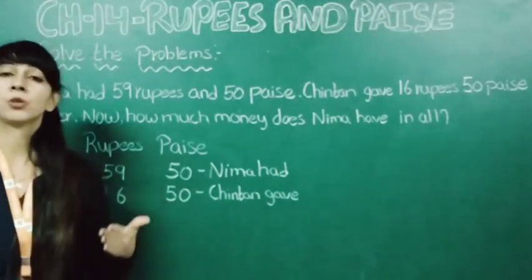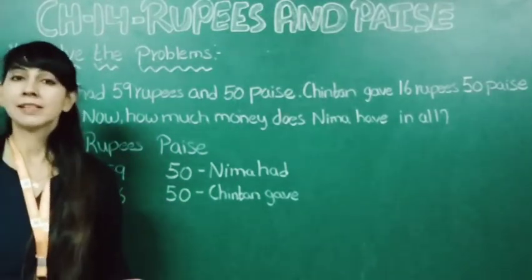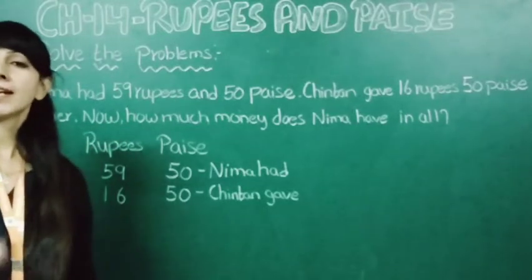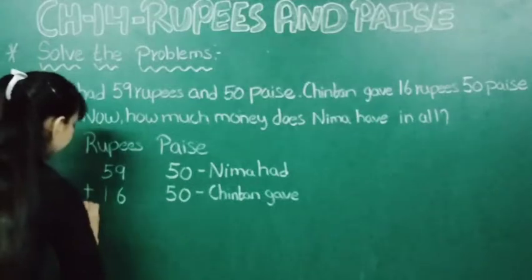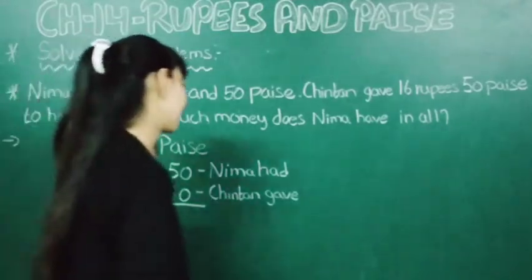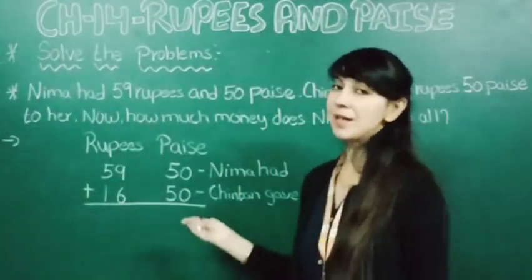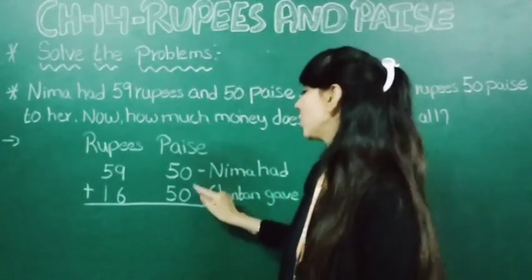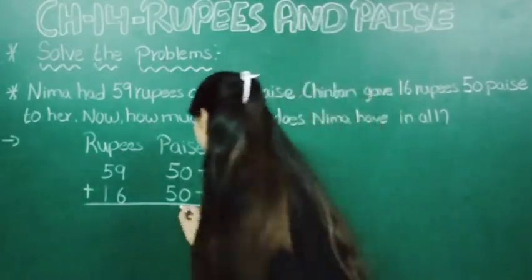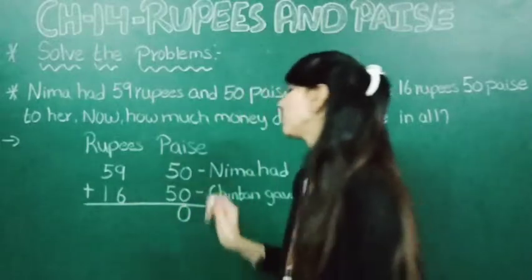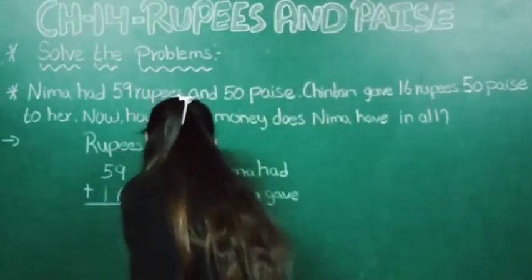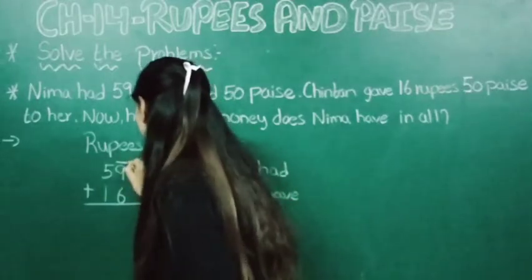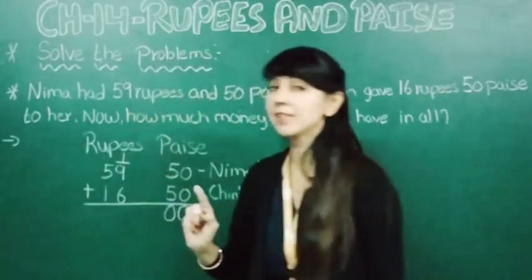So here we have to find out total amount. Yes. So what we will do? Yes, we will do addition. Okay, we will just add this. Now let's see. First we will add paise. Yes. Now 0 plus 0, you will get 0 only. Now 5 plus 5, yes, it is 10. So here we will put 0 and here we will just carry 1. Okay, that you can see in rupees.